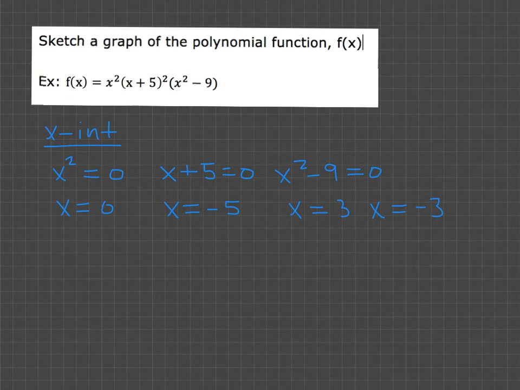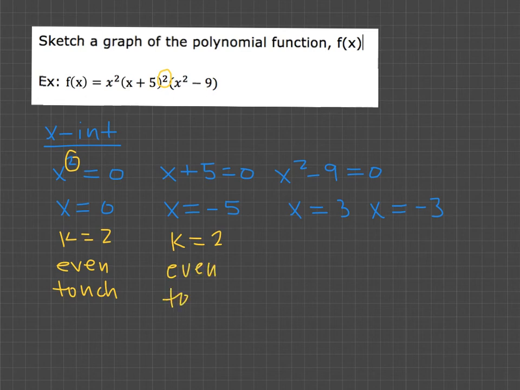So for x equal to 0, we have multiplicity of 2. It's even, so when we go to graph, we want to make sure we just touch the x-axis and not cross it. For x equal to negative 5, that comes from this factor, and it has an exponent of 2, so its multiplicity is 2, also even. So we're also going to touch the x-axis at x equal to negative 5.